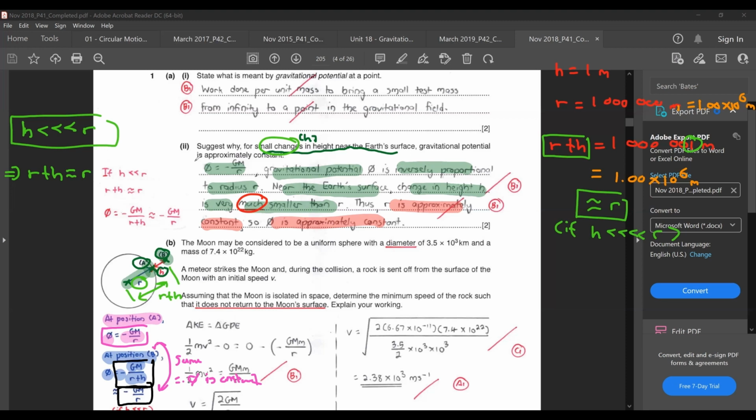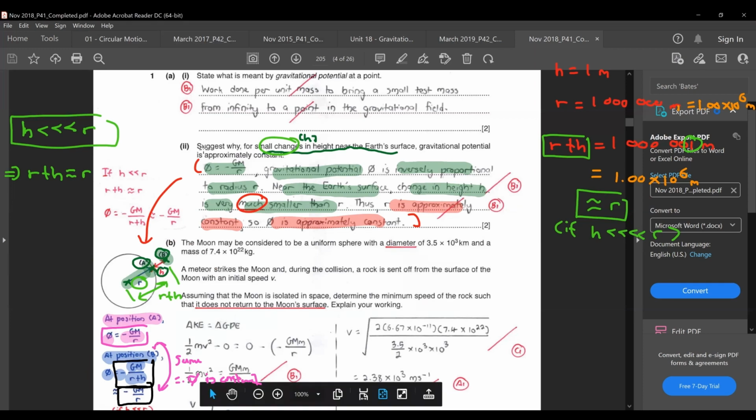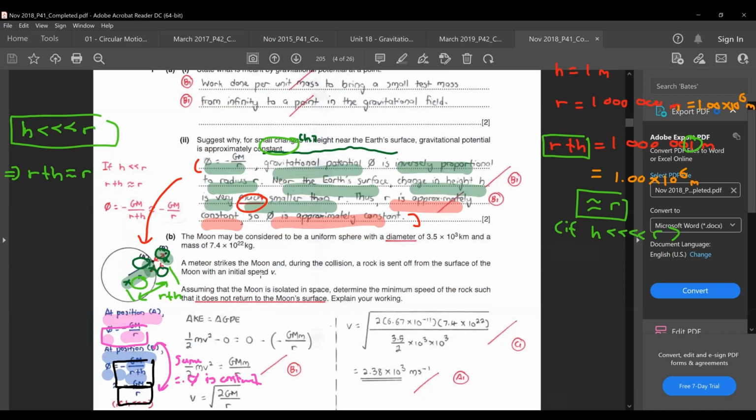This thing here would only make sense if you have this diagram to refer to. If you just look at the explanations by itself, it doesn't make sense. It has to be related to this diagram. Only then does it make sense. Okay, so part 2 I think should be okay. Then we move on to part B.